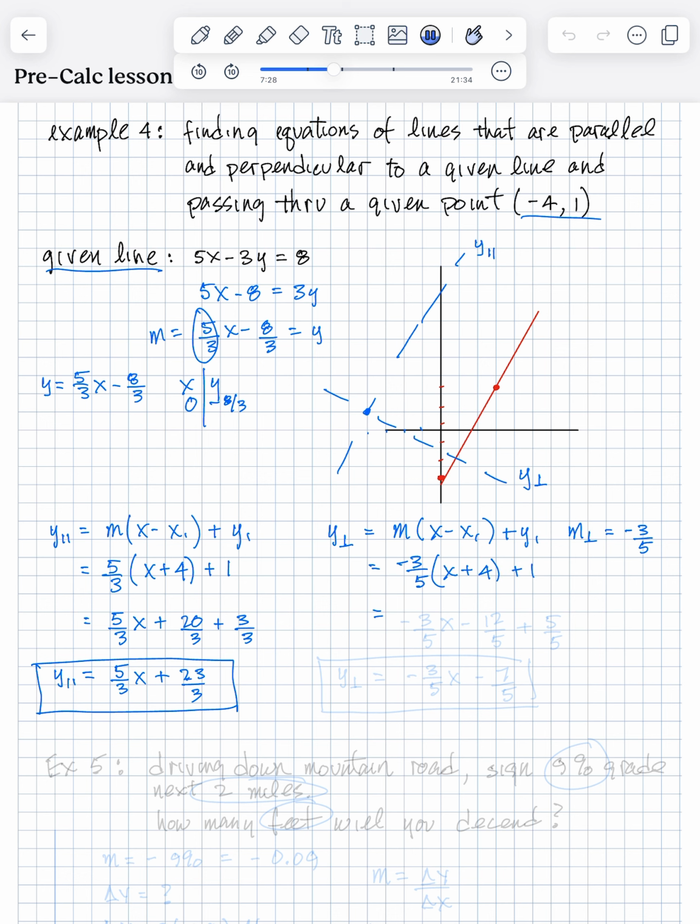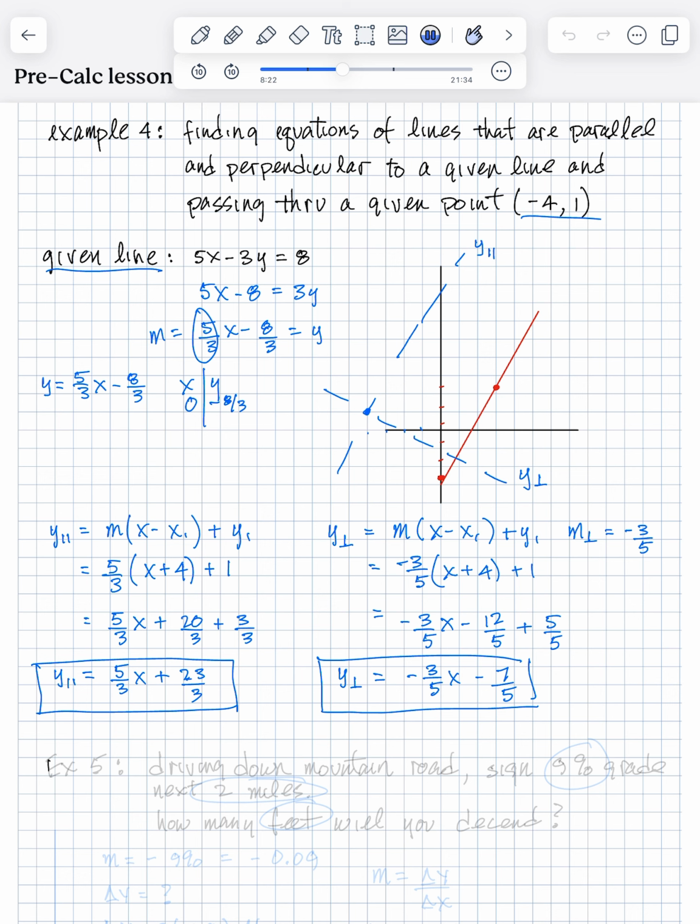Okay, so now negative 3/5 x, 3/5 times 4 is minus 12/5, plus 1 is 5/5. And finally, we have negative 3/5 x minus 12/5 plus 5/5 is minus 7/5. That is y perpendicular. Put a box around the answer, and you're done.